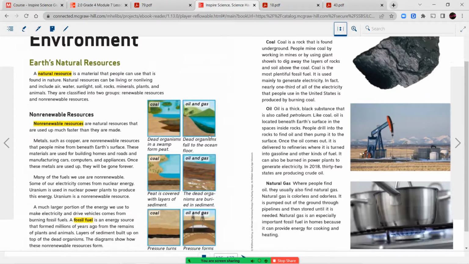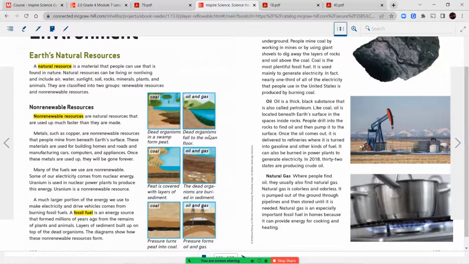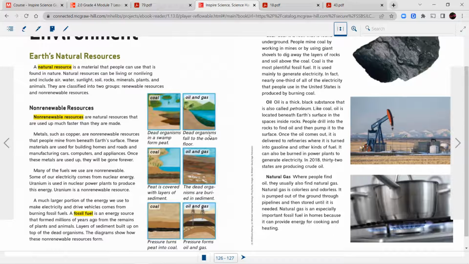A natural resource is a material that people can use that is found in nature. Natural resources can be living or non-living and include air, water, sunlight, soil, rocks, minerals, plants, and animals. They are classified into 2 groups, renewable resources and non-renewable resources.